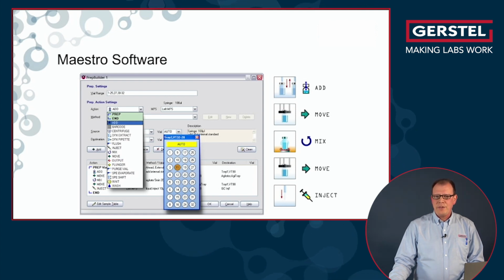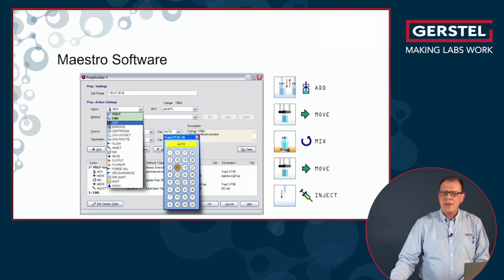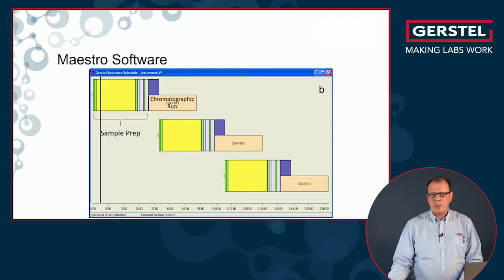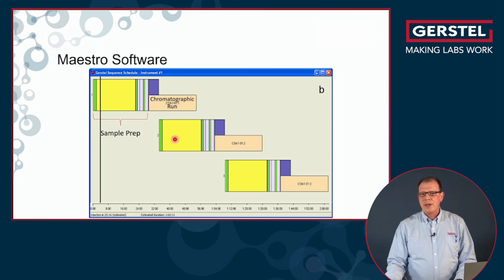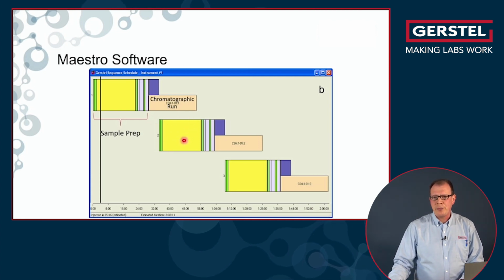The nice thing with the Maestro software is that the sample preparation can be overlapped. Sample preparation is this part here, and it can be overlapped with the chromatographic run. So sample 1 is running in the GC or LCMS system, and sample 2 is already prepared, so that we do not really lose time with the sample preparation.